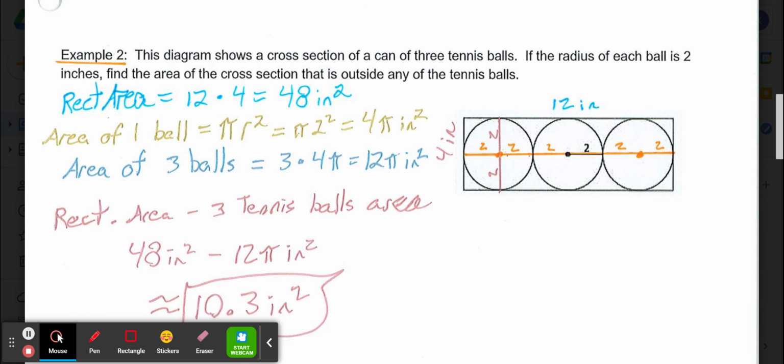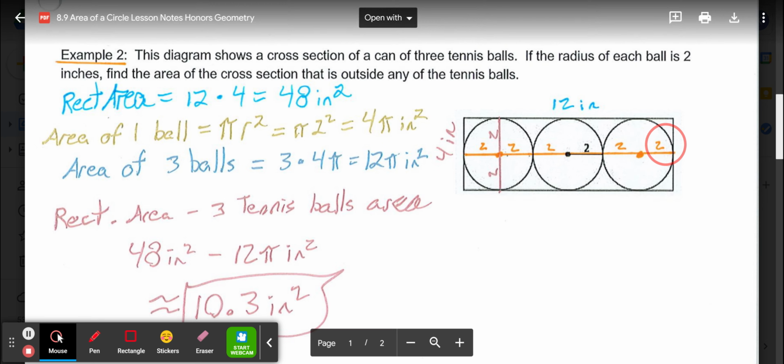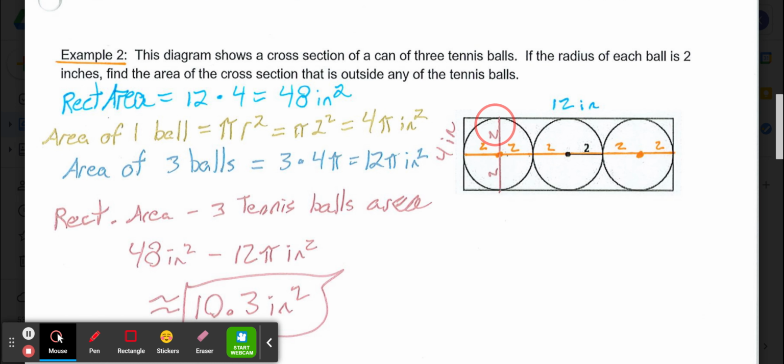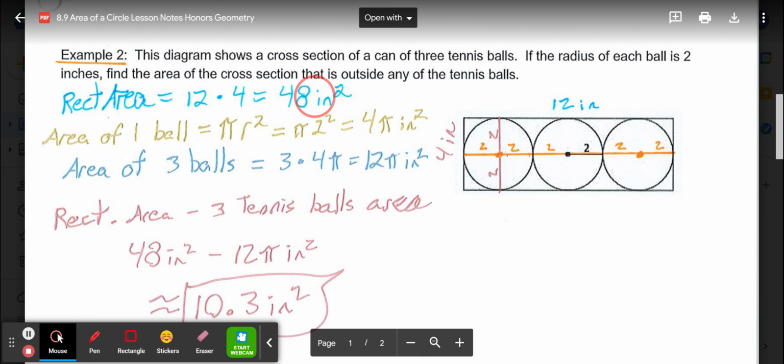Well, if each one of the balls has a radius of 2, that means going all the way across, I would have 12 inches for the length of the rectangle, and the width of the rectangle would be 4 inches. So 12 times 4 is 48 inches squared. So our rectangle area is taken care of.